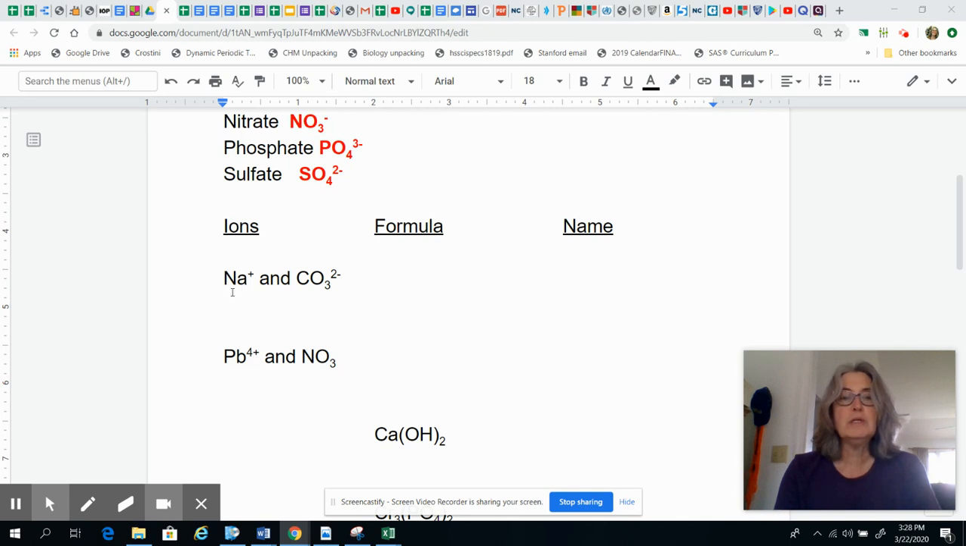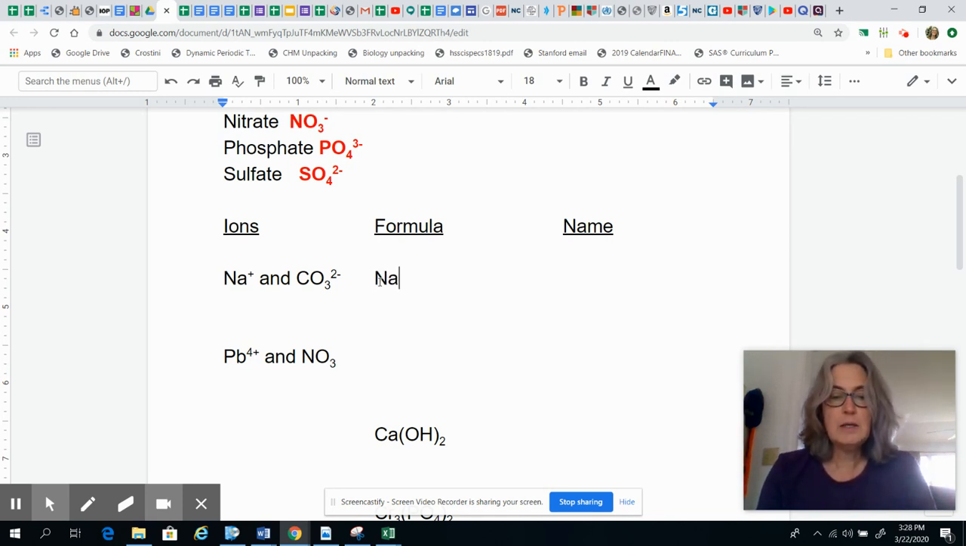If we had 2 of these, then the formula would have 2 +1s or +2, and it would have -2, and the positive and negative charges would be the same. So we must have 2 sodiums and 1 carbonate. So over here where it says formula, we're going to do Na, little subscript 2, and then CO, and we have to copy the entire formula for carbonate, CO3.